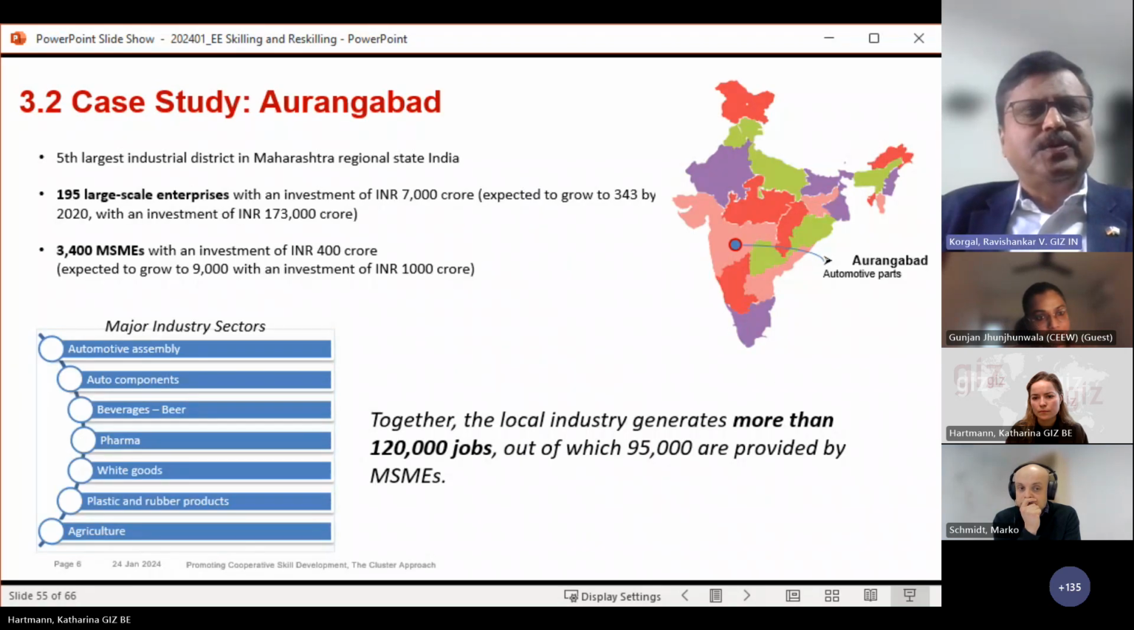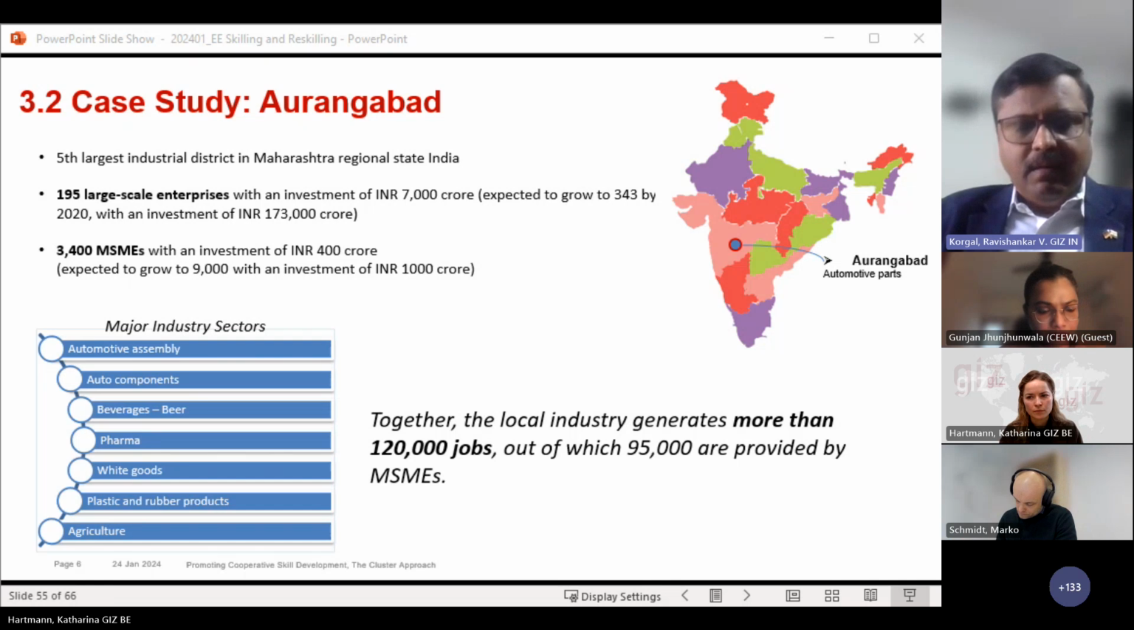Yeah, so just to give you an overview of this location, the place Aurangabad. This is one of the 5th largest industrial districts in Maharashtra. Maharashtra is a state in India, and there are 195 large-scale enterprises here with an investment of 7 billion, and around 3,400 MSME industries are working here with an investment of around 4 billion euros. And in this complete cluster, automotive industries are dominating. There are 2 major OEMs present here.